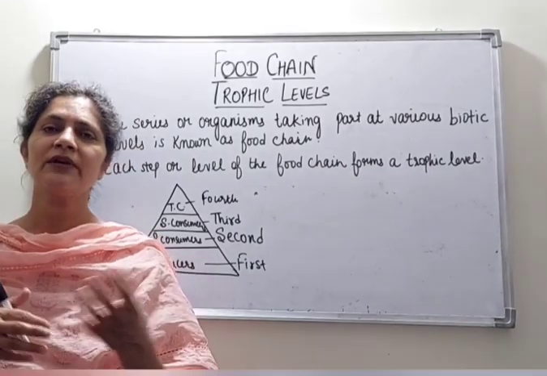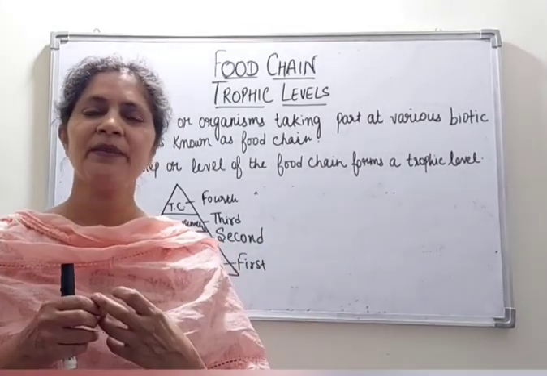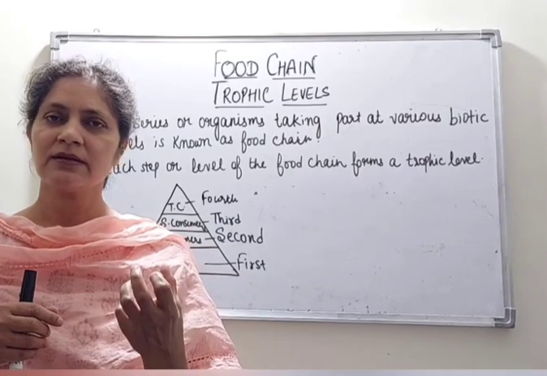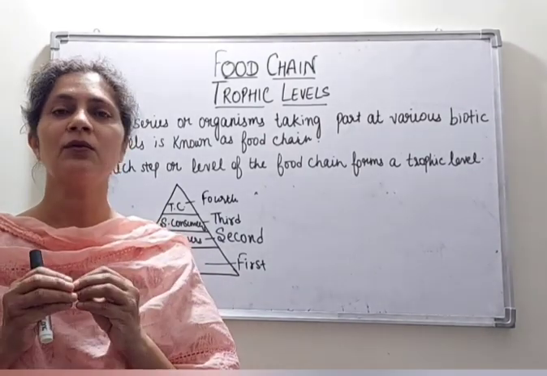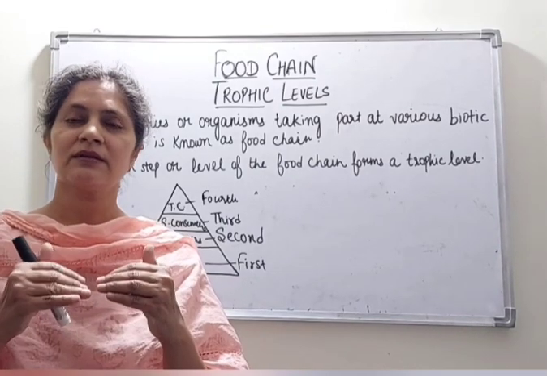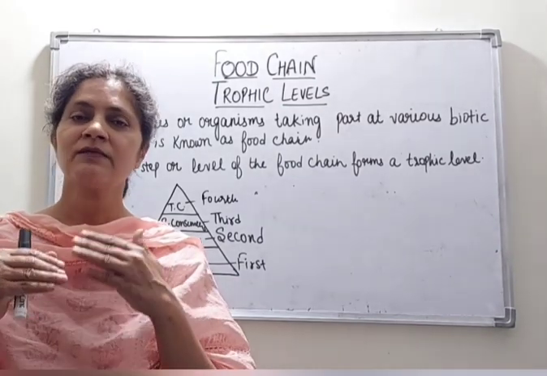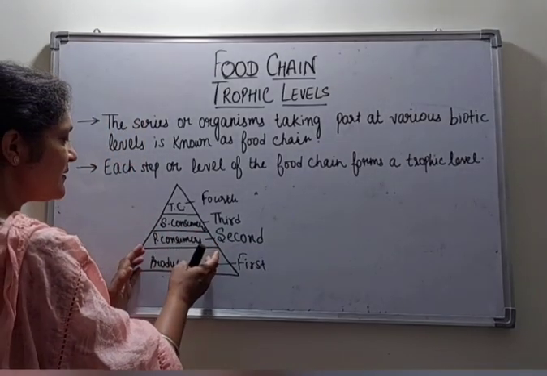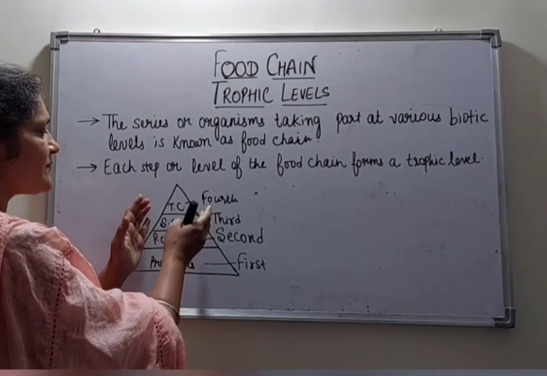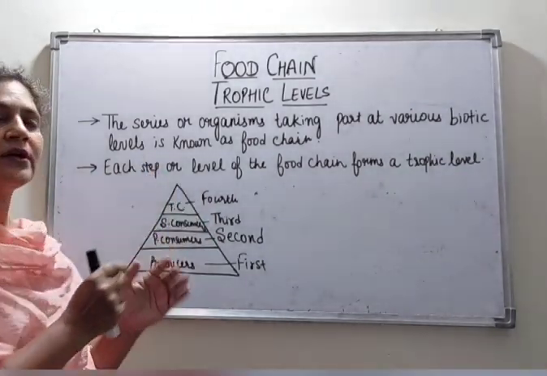Now students, what do green plants do? They trap the energy from the sun, right students? And this energy is the source of energy in the whole world. It is this energy which is transferred at every trophic level. From here energy will transfer to the second level, from second to third, from third to fourth.